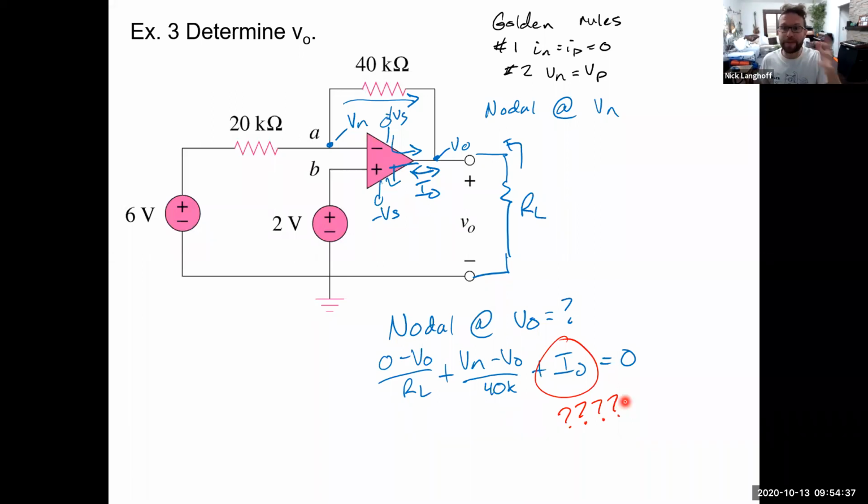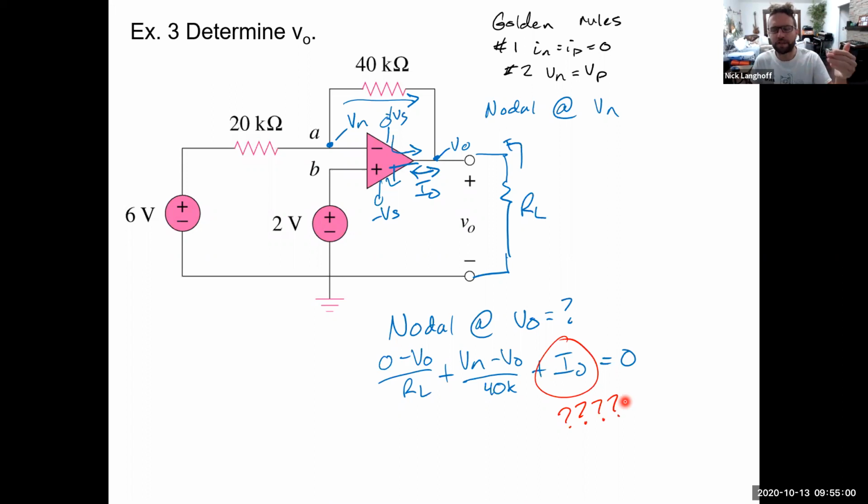So for that reason, don't ever do nodal analysis at the output pin of any op amp, even if you have a circuit with multiple op amps throughout. Never do a nodal equation at the output pin to figure out what the relationship is.